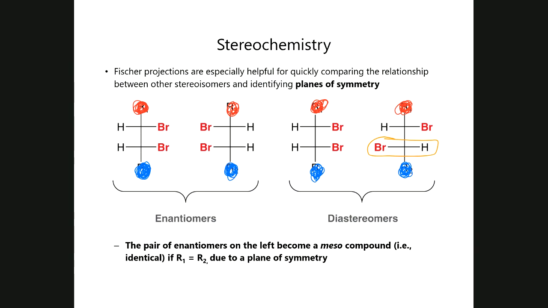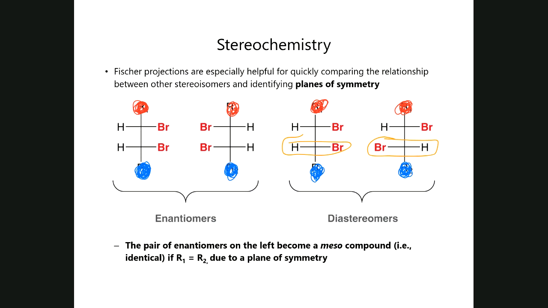So notice the top chirality center is the same. The bromine is pointing to the right. I'm not working with the diastereomers that are on the far right, the two compounds. If you look at the second chirality center, that one has been inverted. So those two structures, because they differ in one of the two but not both, are diastereomers.